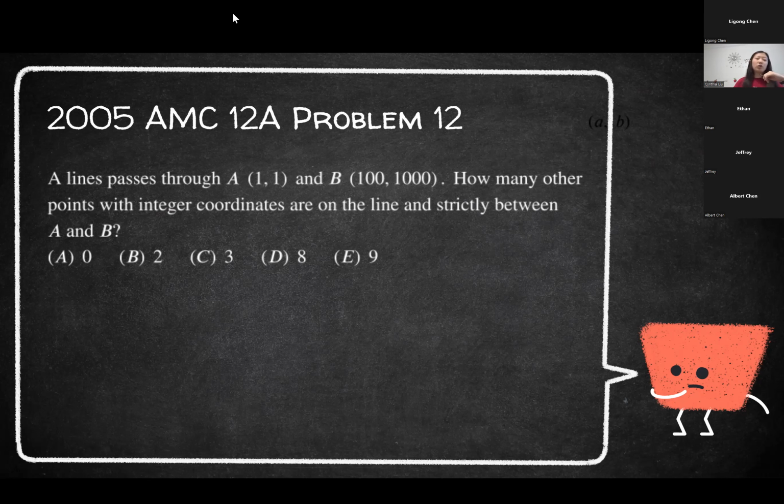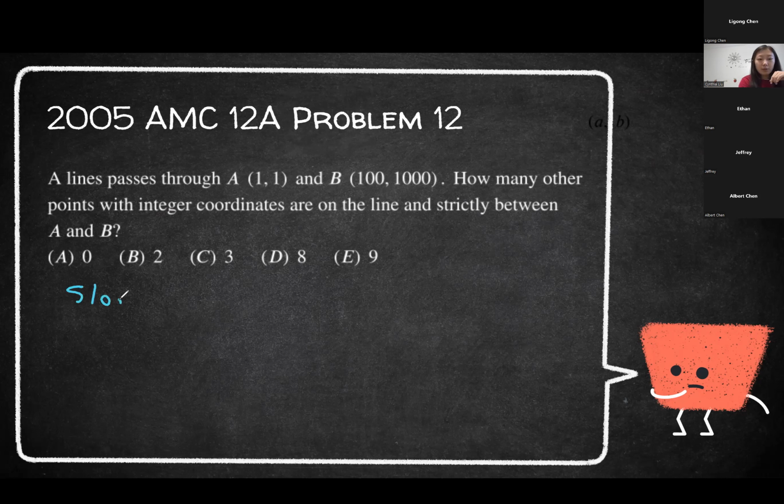So we should point out the key features of this problem. It says strictly between A and B, so we can't include (1, 1) and (100, 1000). Because we need to figure out that the line passes through it, first of all, I would figure out the equation of the line, or at least the slope, right? So given these two points, A (1, 1) and B (100, 1000), let's go ahead and find the slope.